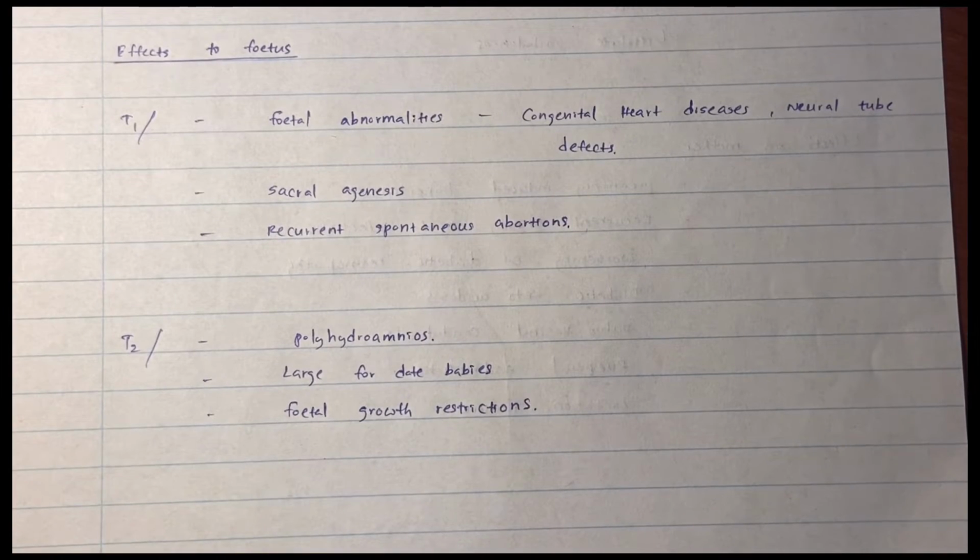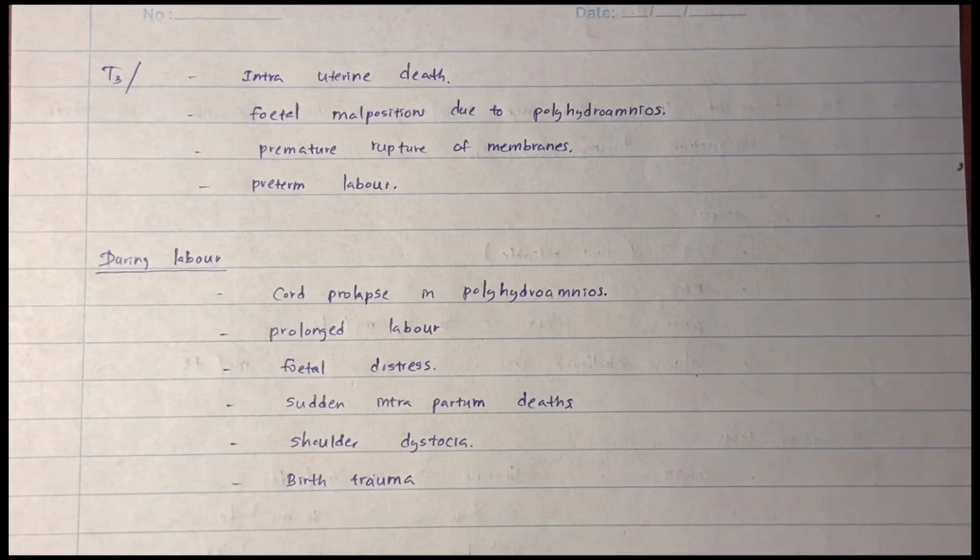GDM will affect the fetus as well as the mother. In the first trimester, there can be fetal abnormalities, sacral agenesis and recurrent spontaneous abortions. In the second trimester, there can be polyhydramnios, large for dates babies and fetal growth restriction. In the third trimester, there can be intrauterine deaths, fetal malpositions due to polyhydramnios, premature rupture of membranes and preterm labor.